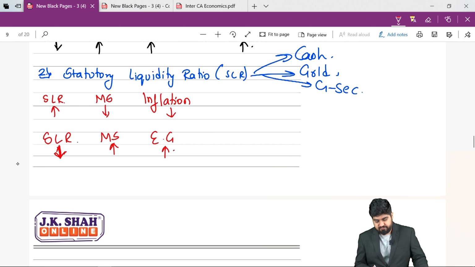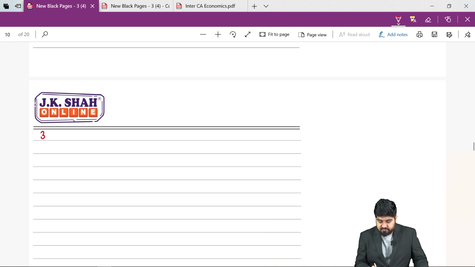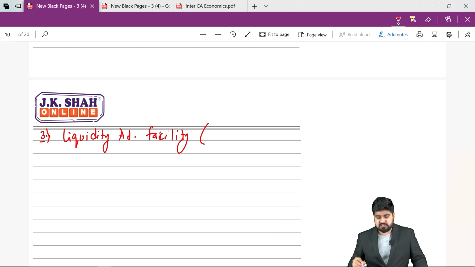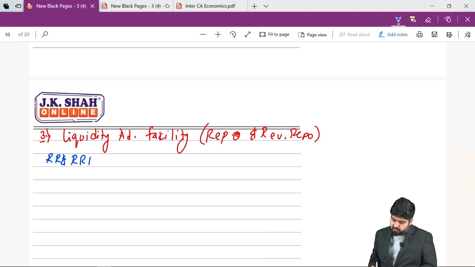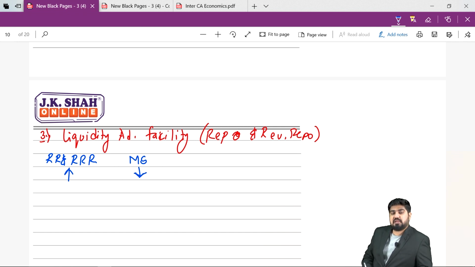Statutory liquidity ratio. Similarly, students, we are having one more thing. It is now called as liquidity adjustment facility. What is liquidity adjustment facility? It comprises of two things: repo rate and reverse repo rate. Repo rate is nothing but the rate at which commercial banks borrow money from RBI. Reverse repo rate is the rate at which the central bank borrows money from the commercial banks. Repo rate and reverse repo rate will be increased in order to control the money supply. Because if repo rate and reverse repo rate increase, the loan prices, the interest rate will increase. That will reduce the money supply in the market.